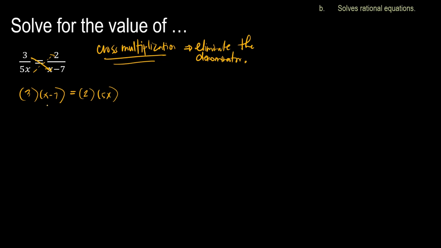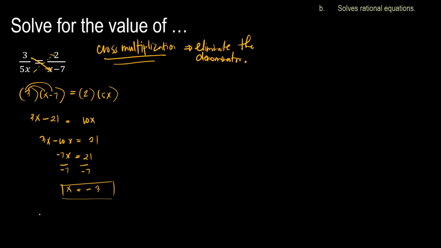Okay? Now let's do the distributive property. So we distribute 3 to the group. So 3 times x is equal to 3x. 3 times negative 7 is equal to negative 21. Then 2 times 5x is equal to 10x. Then combine like terms. 3x minus 10x is equal to positive 21. 3x minus 10x, we will have negative 7x is equal to 21. Divide both sides by negative 7 for us to get the value of x. x is equal to negative 3. So the root or our solution is x is equal to negative 3.